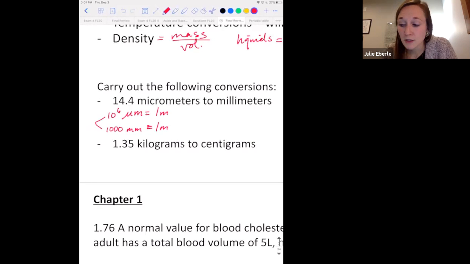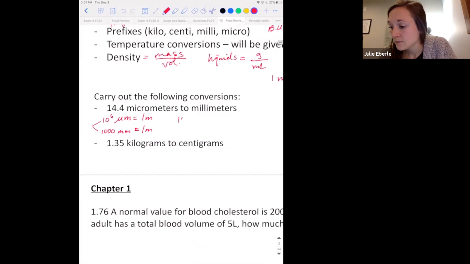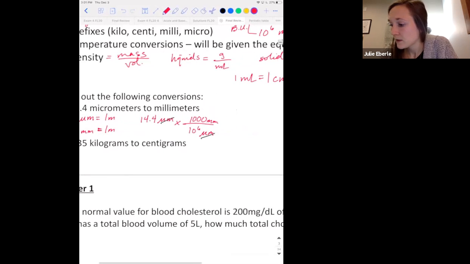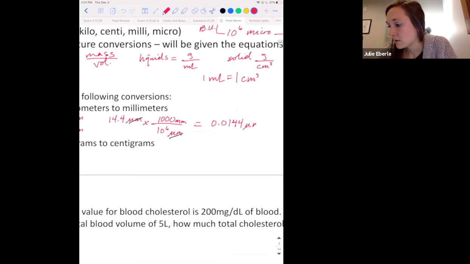So I'm going to plug those numbers in. Here's what I'm going to do. In one step, we're going to start with the number given, 14.4 micrometers. I want to cancel micrometers. So a million of those on the bottom equals 1,000 millimeters because both of those equal a meter. And so you can just save a step, do it in one swoop. And you should essentially divide by 1,000. So you get 0.0144 micrometers.